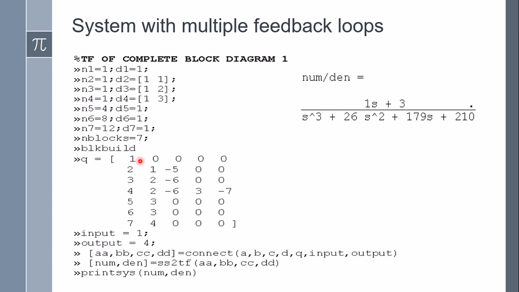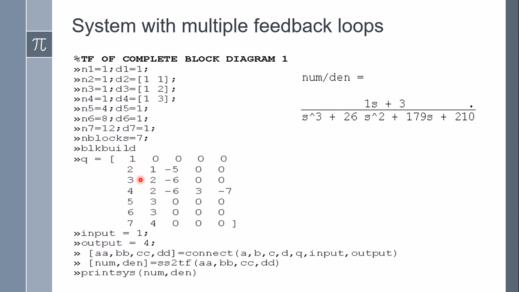First block doesn't receive any input from any other block, so all the values in the corresponding row are made 0. And block 2 has only 2 inputs, so all others are 0. In a similar fashion it is performed.